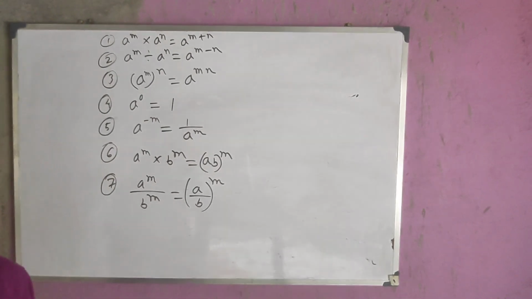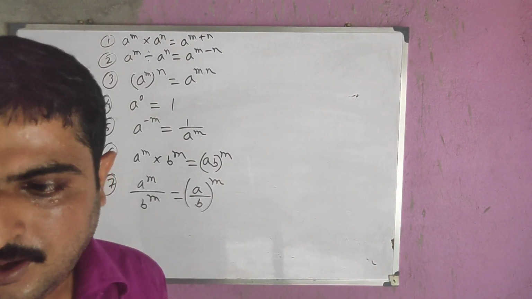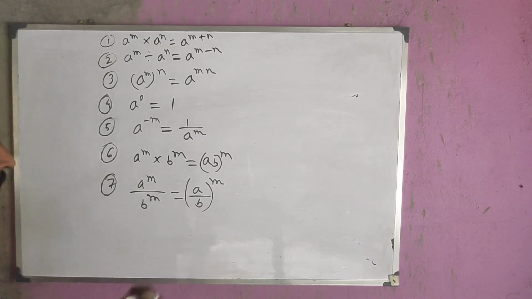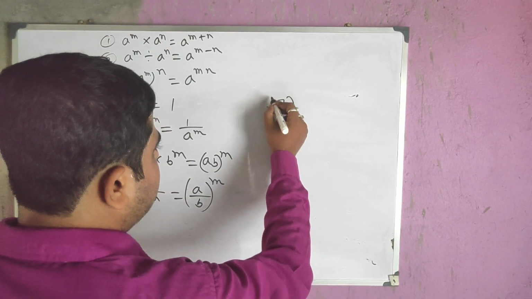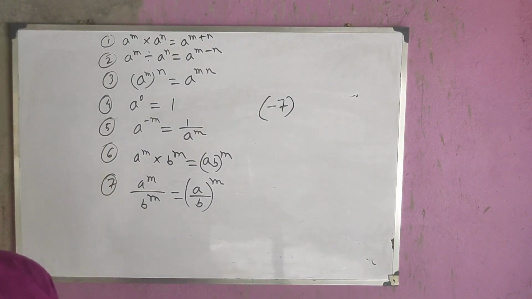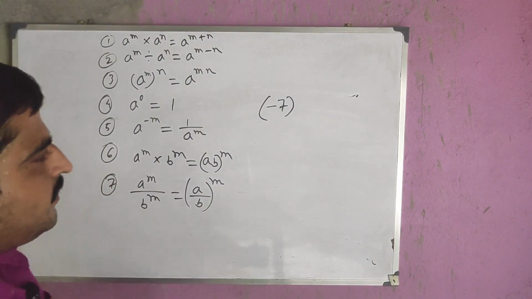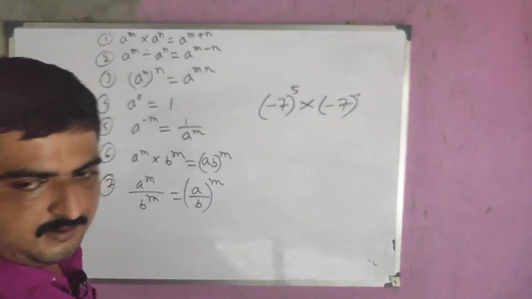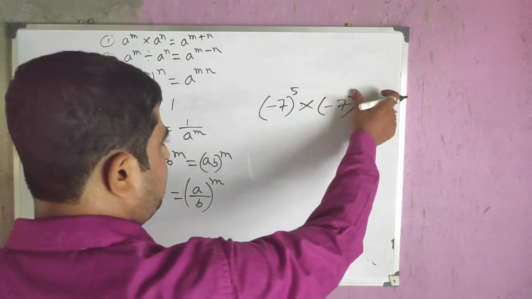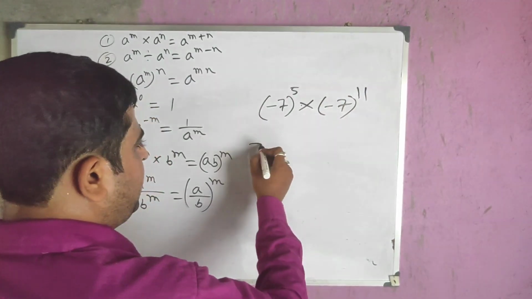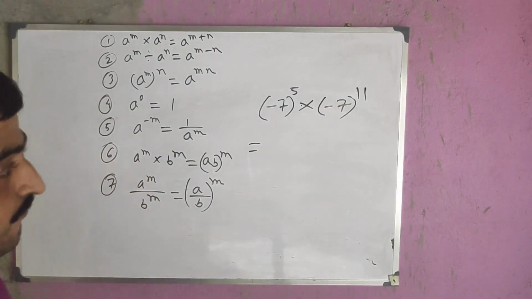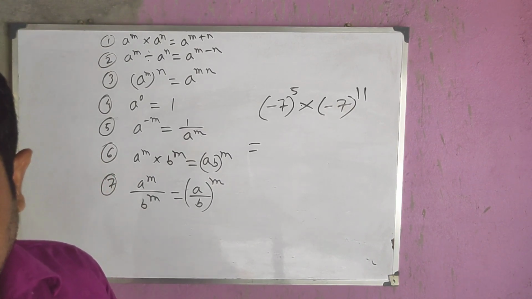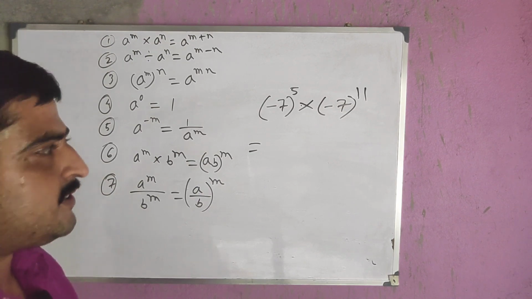Now coming to the sums. First, using the law of exponents, simplify: (minus 7) to the power 5 into (minus 7) to the power 11. Simplify and write it in exponential form.